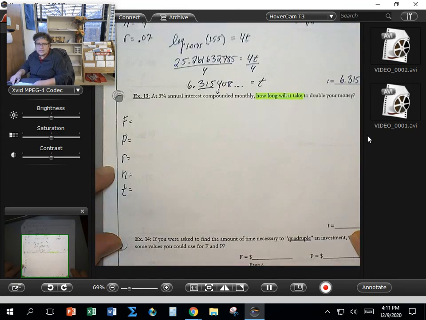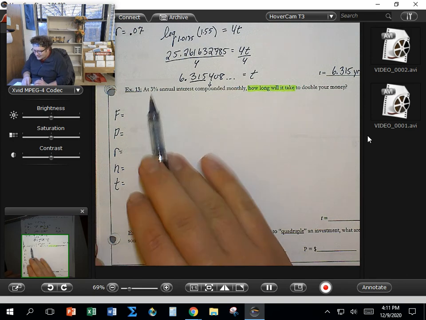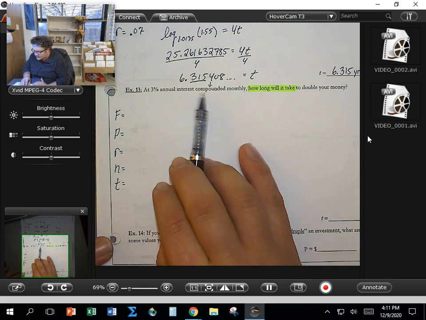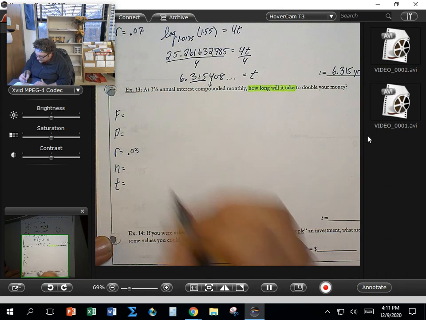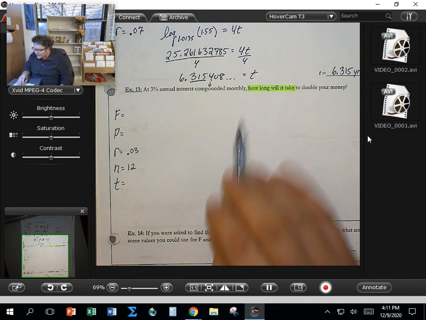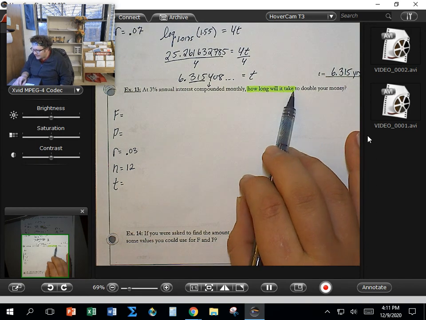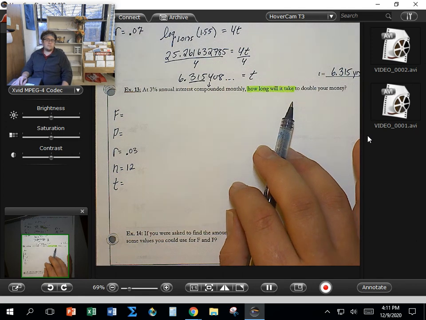Down here with 13, you're going to notice that the prompt is a little skimpier. It says at 3% annual interest compounded monthly, so we can fill in 0.03 as well as the N value of 12 because it's monthly compounding. It wants to know how long will it take to double your money?